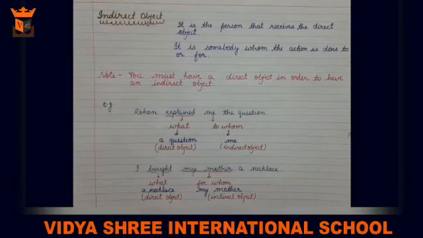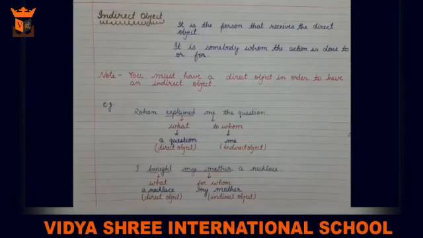Clear? Let us take one more example. I bought my mother a necklace. What has been bought? A necklace. So, a necklace is a direct object. And for whom I have bought a necklace? For my mother. So, here my mother is an indirect object. What do you learn from direct and indirect object? That you must have a direct object in order to have an indirect object. Clear?